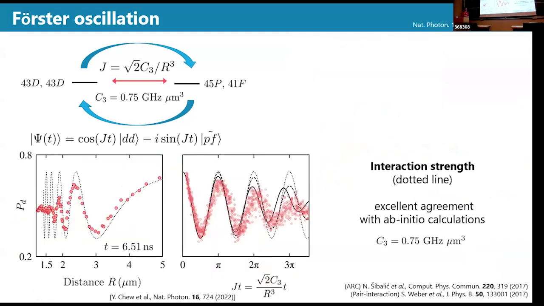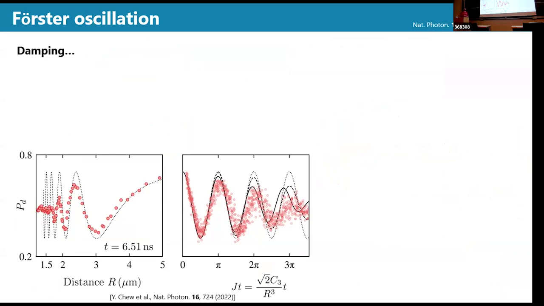Okay, a little more quantitative analysis. First, we found that this interaction timescale, or oscillation period, is perfectly mapped to the C3 coefficient calculated by ab initio calculation. But you can see that there's damping. It's not a perfectly pure coherent oscillation.